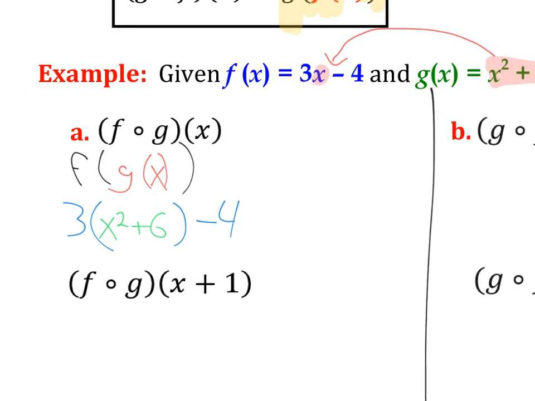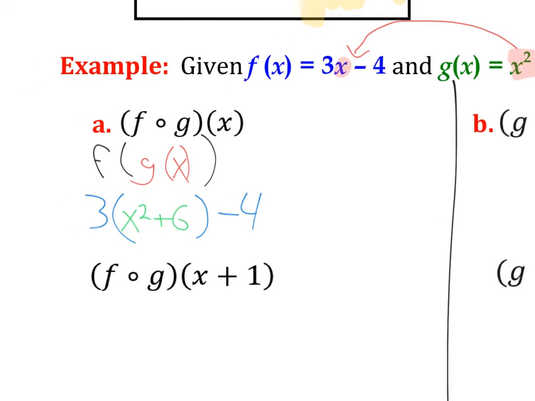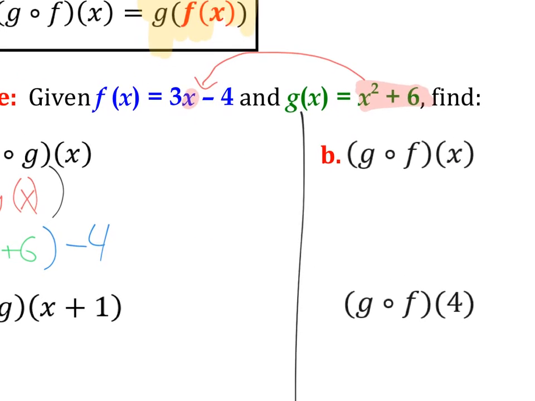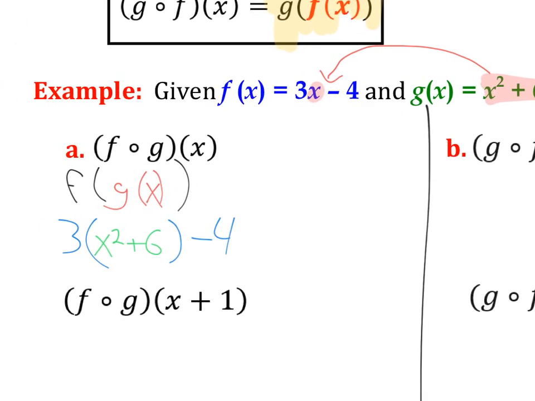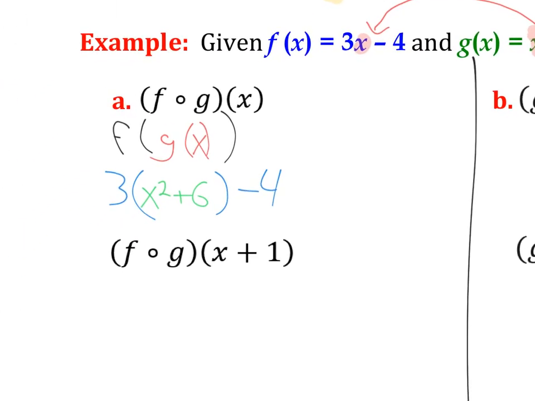So I've done my composition. I've plugged one function into the other. I plugged my g function into the f function. And now all that's left to do is just do some distribution. So 3x squared and 16, right? If I distribute that 3 in there, minus 4. So I would get 3x squared plus 14.